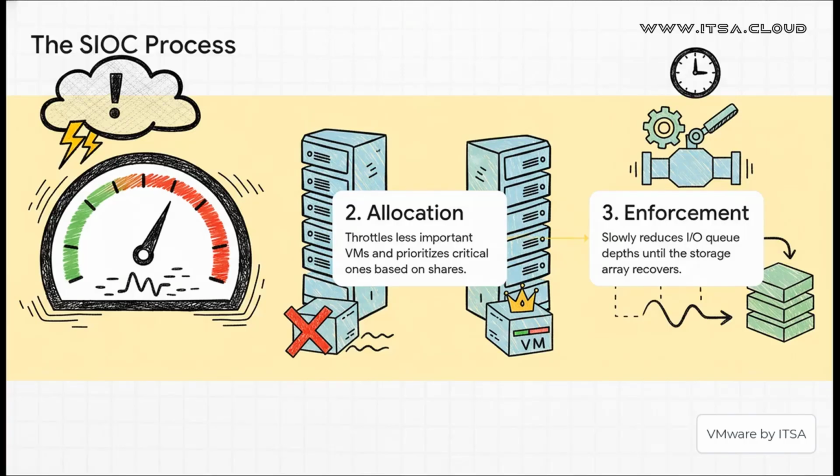First, it detects the congestion. That happens as soon as latency crosses a threshold that you set. Second, it starts allocating resources. It figures out who the noisy neighbor is and gently throttles its I/O while giving priority to the critical VMs based on the shares you've assigned them. Think of shares as just a way of telling vSphere, hey, this one is more important. And third, it enforces this intelligently. It doesn't just slam on the brakes, it gradually adjusts the I/O queues, which are kind of like the waiting lines for storage, to ease the congestion, and then eases off as the storage array catches up. It's a really smart system.